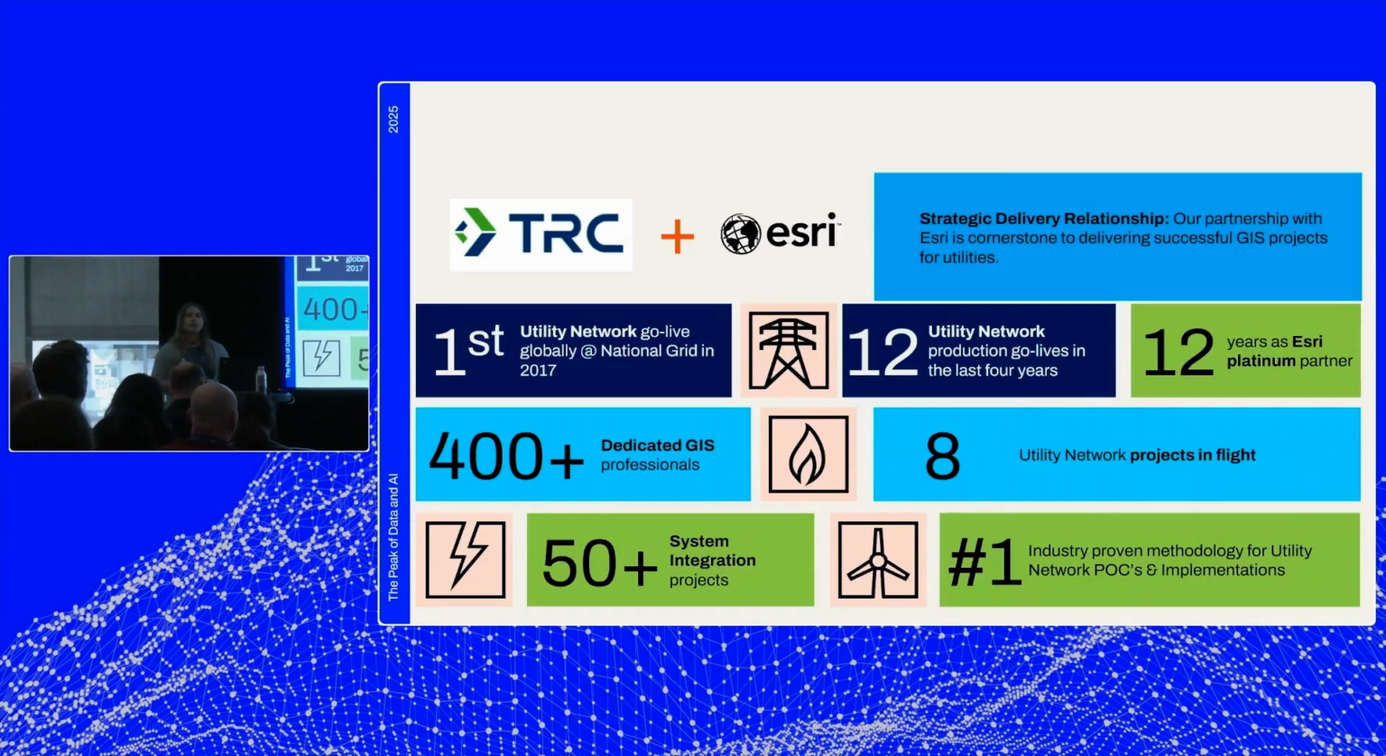Here are some examples of our many long-standing partnerships that enable us to be successful in this space. As integrators, we are an FME technology partner and have been an Esri Platinum partner for about 12 years. We pride ourselves in conducting the first utility network go-live, and that was for National Grid in 2017. Since then, TRC has implemented 12 utility network production go-lives in the last 4 years.